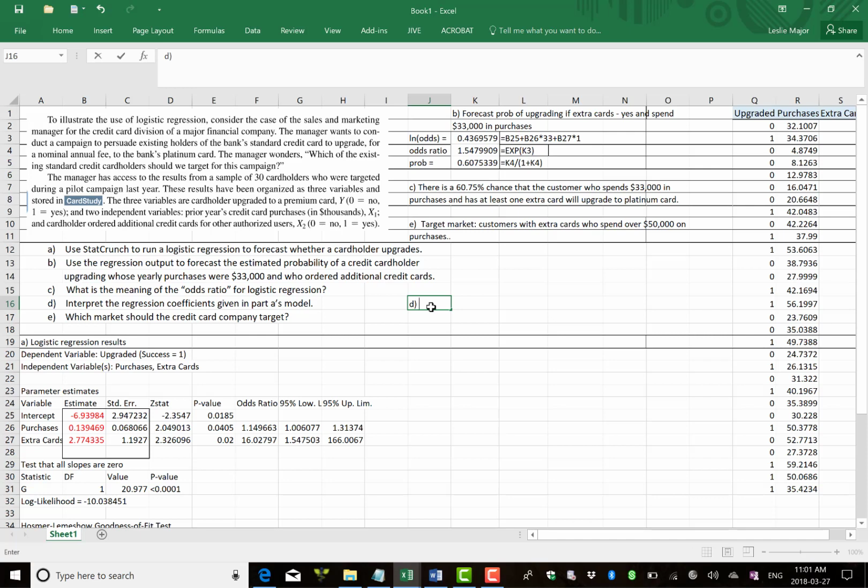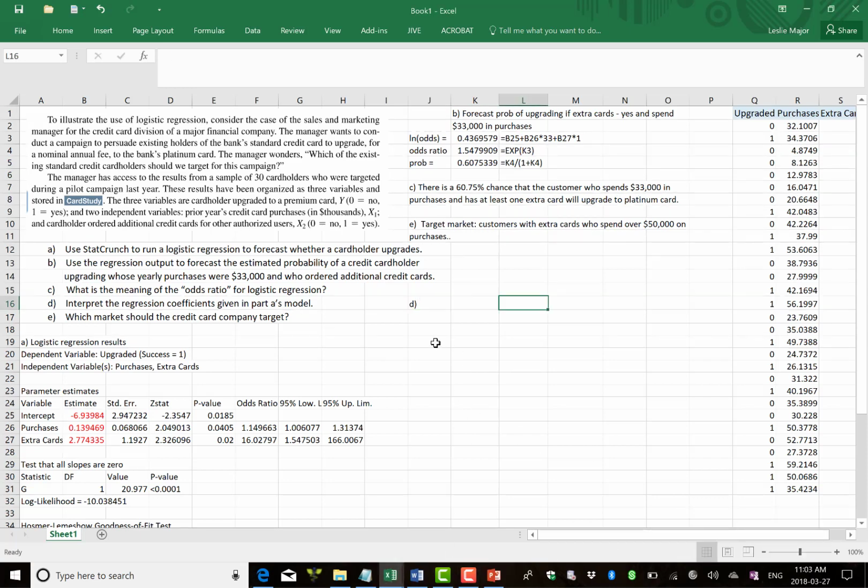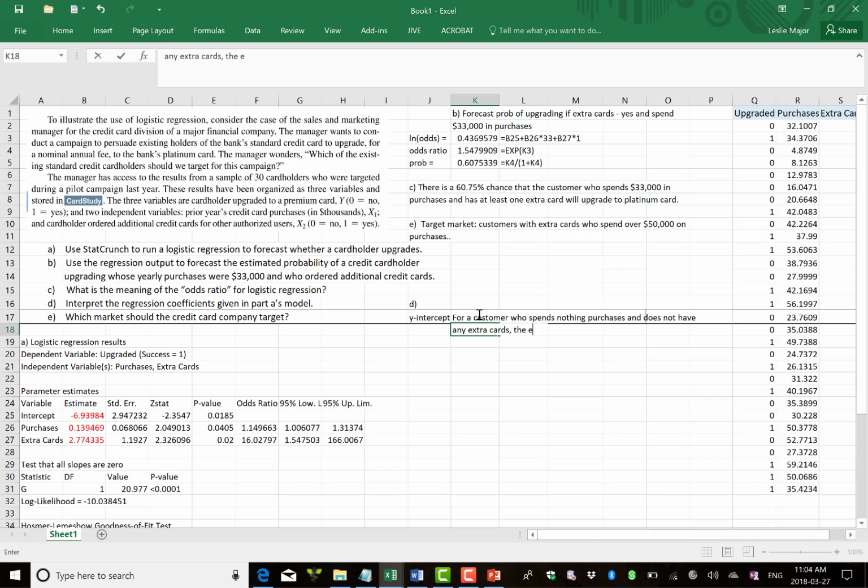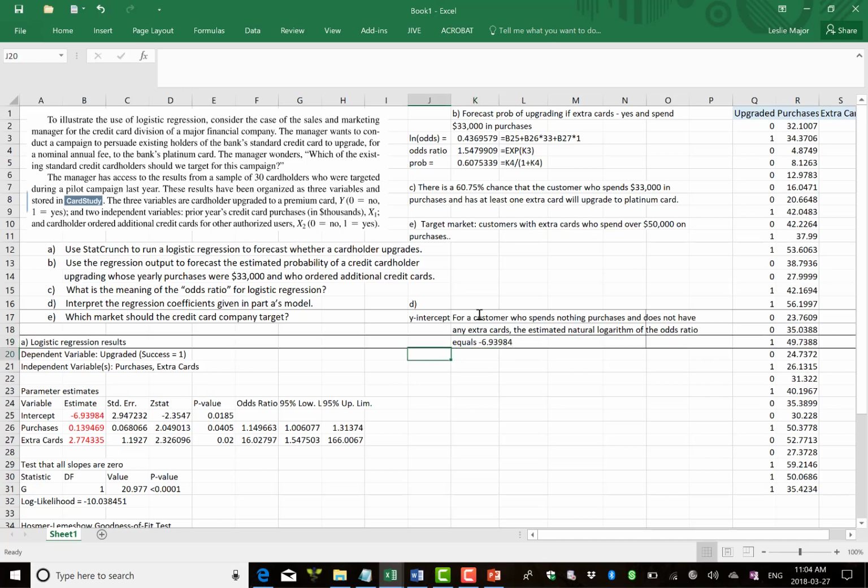As for definitions for your coefficients, let's start with the y-intercept coefficient first. That is the negative 6.93. What that tells us is for a customer who spends nothing in purchases and does not have any extra cards, the estimated natural logarithm of the odds ratio, where it's the odds of them upgrading, equals negative 6.93984. When you take the e of that, that's going to give you a very small number. That customer is very unlikely to upgrade.